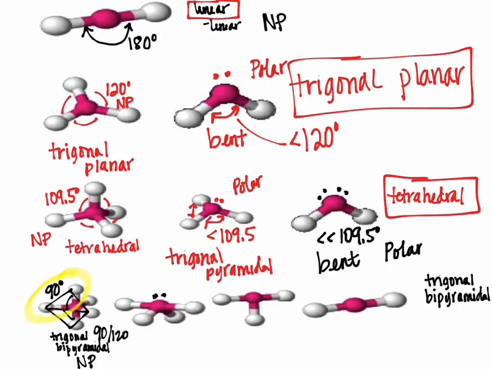We call this the seesaw, because it kind of looks like a seesaw or a teeter-totter. Our angles get smaller, so this is going to be less than 90 and less than 120. And because of those lone pairs, it is polar. The geometry is the seesaw. So it's trigonal bipyramidal seesaw.